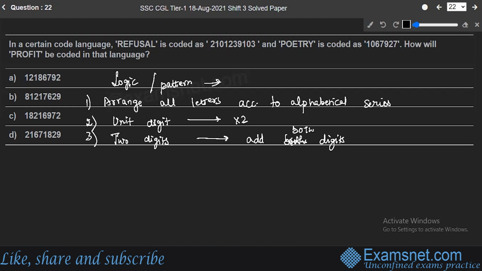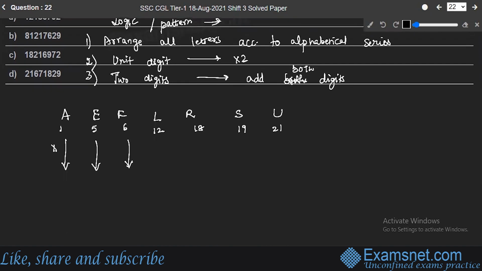Correct. So let's see the first one, refusal. First of all, you write refusal according to the alphabetical series. So here will be A, E, F, L, R, S, U. A is at 1, E is at 5, F is at 6, L is at 12, R is at 18, S is at 19, and U is at 21. All right. The single digit, single digit, single digit. What will you do? You'll multiply them with 2. Right? You will have 2, 10, and 12.